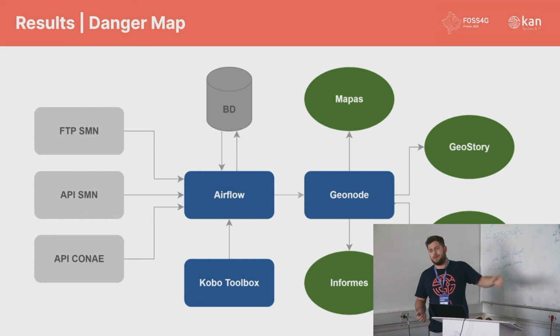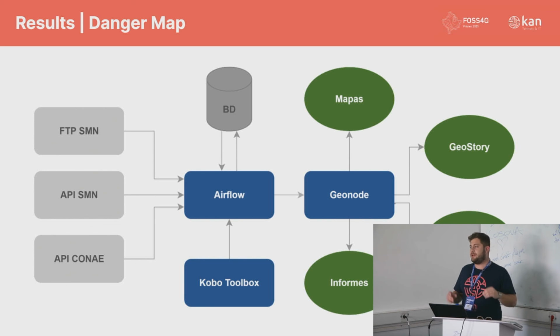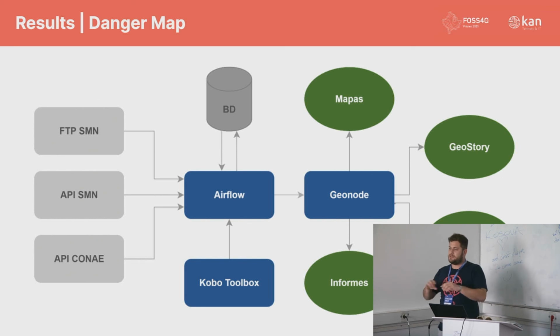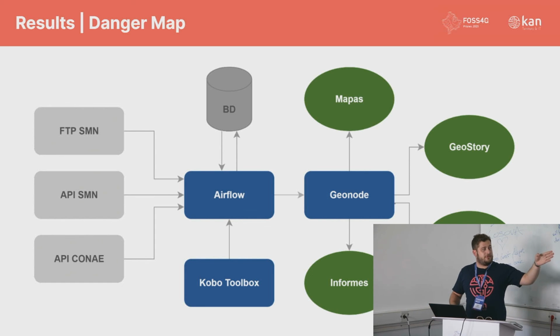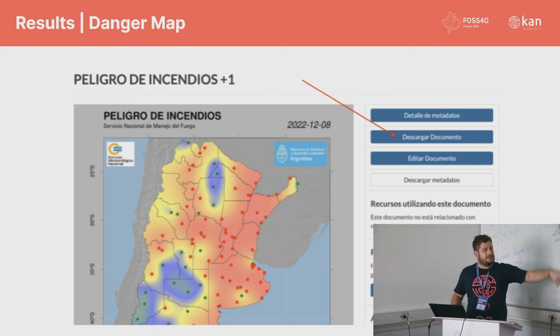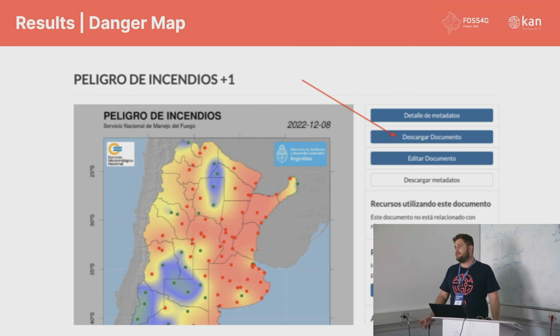Then basically in Geonode we have different types of visualization. We have layers and maps. Also there is something called Geostory, that is like a storytelling kind of thing. You have maps and text and titles. And these danger map documents were available each day automatically by 4 days ahead.